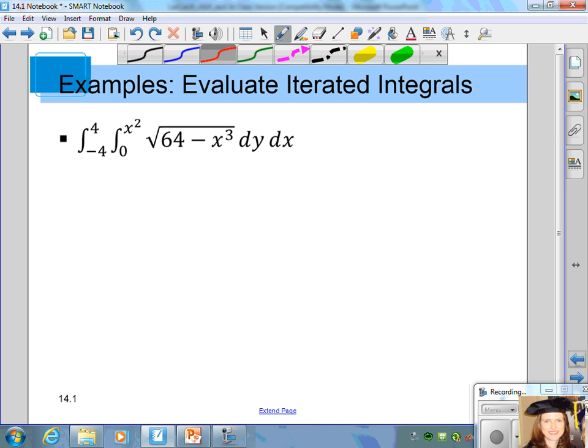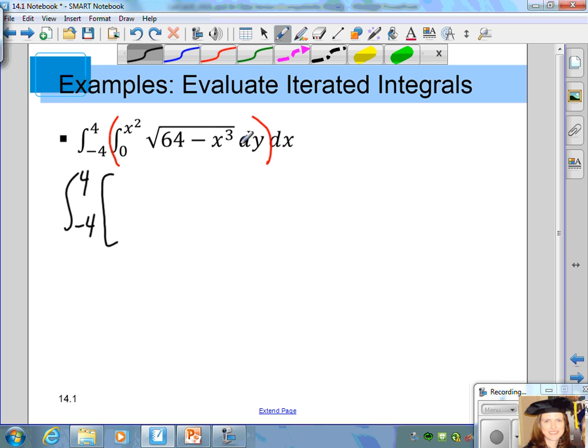All right, so let's go ahead and look at the inside integral. The inside integral has the differential dy, so we're going to treat y as a variable and treat everything else as a constant. And then once we simplify the inside, we will evaluate the outside integral from -4 to 4.